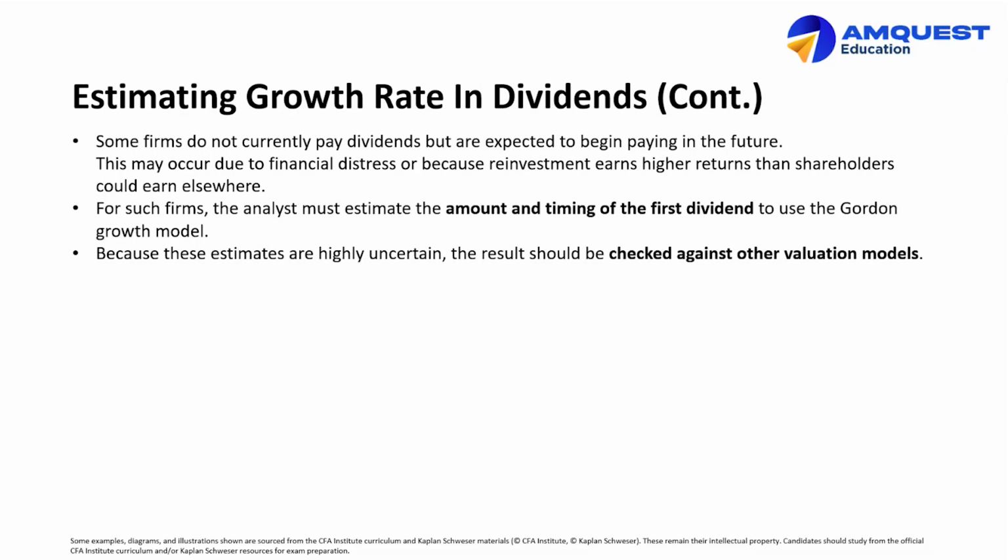For such firms, the analyst must estimate the amount and the timing of the first dividend to use the Gordon growth model. So you can use this model only when you are able to predict that 4 साल या 5 साल के बाद the company will start paying dividends. Because these estimates are highly uncertain, the result should be checked against other valuation methods. So you can use the dividend discount model, but if you are not able to come up with a reasonable estimate that कितना dividend होगा, कितने से grow होगा, so use FCFE. Or there are other valuation models which you will learn.